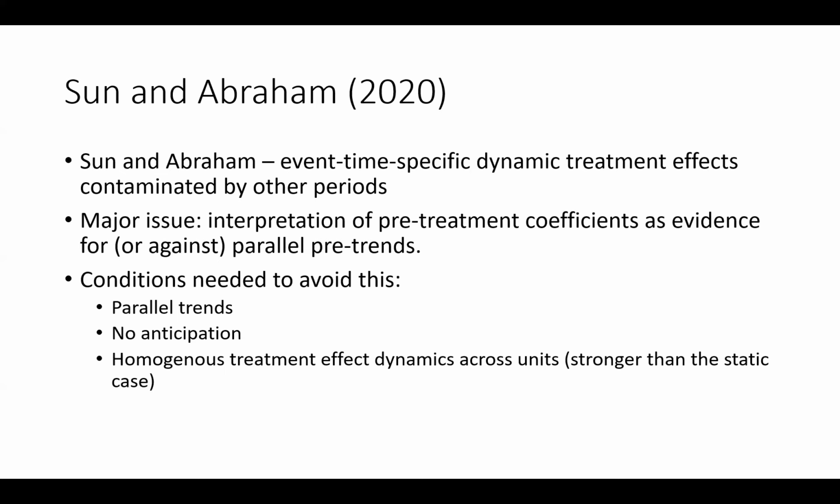Essentially, if you want to avoid this, if you want to estimate an event study model, what you need is 3 assumptions to hold. First, you need the parallel trend assumption. Second, you need the no anticipation assumption, which is actually common to all the different models. That means that there's no effect of the treatment before the actual treatment began.